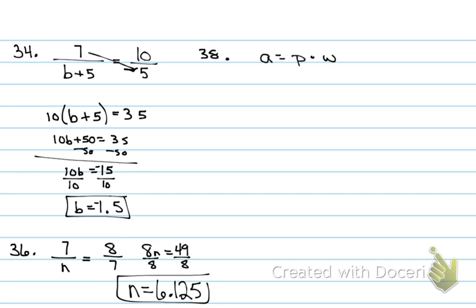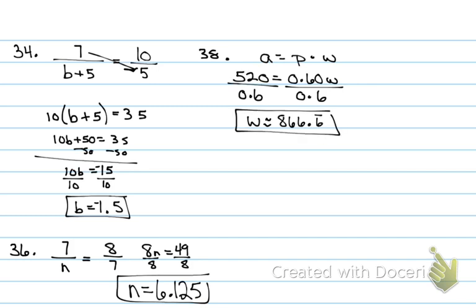Number 38. A equals P times W. This is your percent problem. What are you solving for in this problem? You're solving for W. A is 520. What's your percent? 60, which is going to be 0.6 because there's nothing in my equation that does the converting for me. Now divide both sides by 0.6 and you get 866.6 repeating. That's your W value.